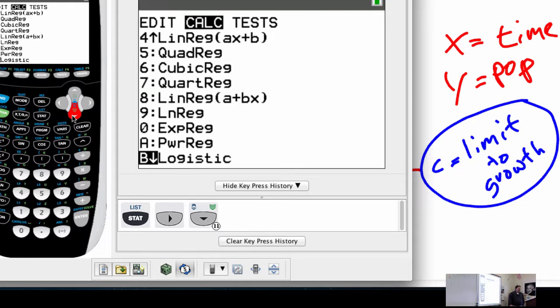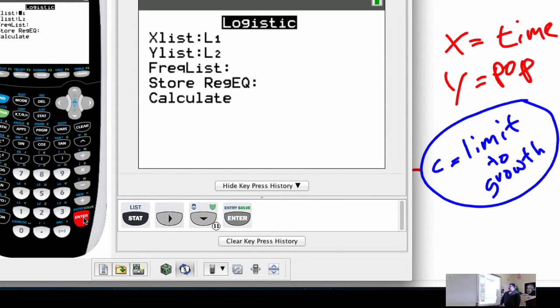Is everybody at logistic? Yeah. Okay. So now what we're going to do is we're going to hit enter. Now on some of the older calculators it might look a little different, but what it's saying is where do we get the x values from? L1. Where do we get the y values from? L2. Now some of you guys it might not even show that. You have to enter that in manually. This is the default. Frequency list, we didn't do one.